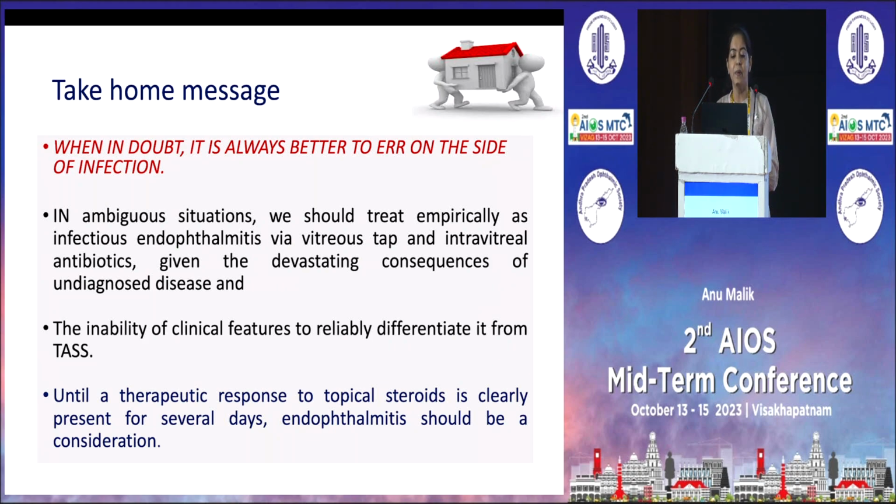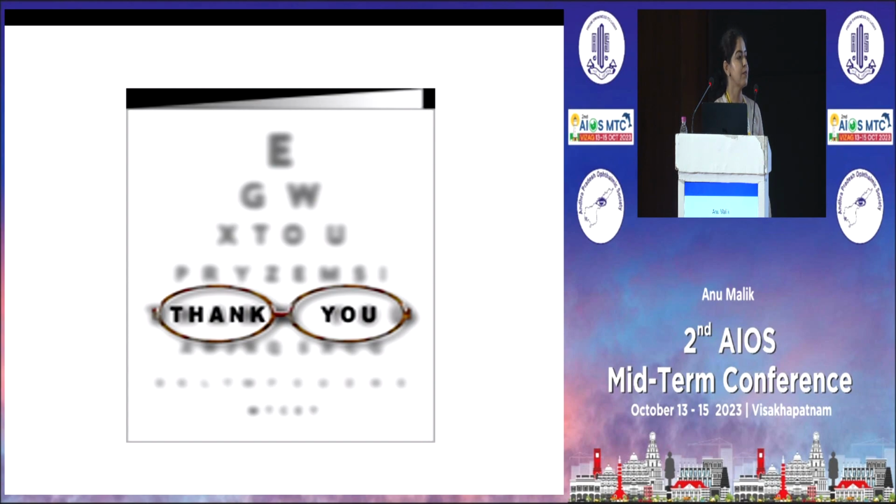We should treat empirically as infectious endophthalmitis via vitreous tap and intravitreal antibiotics. Because we are unable to reliably differentiate it from TAS until a therapeutic response to topical steroid is clearly present for several days, endophthalmitis should always be the consideration. Thank you.